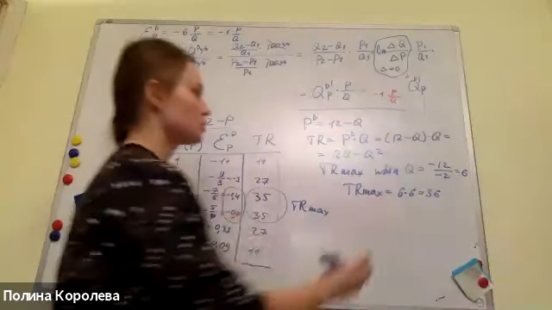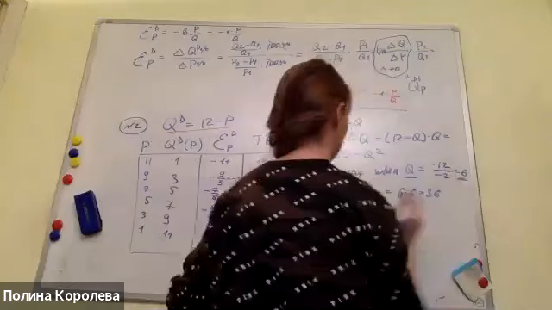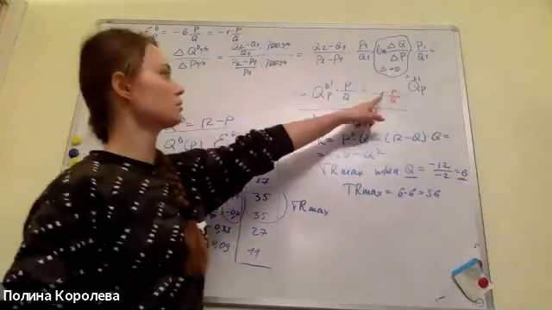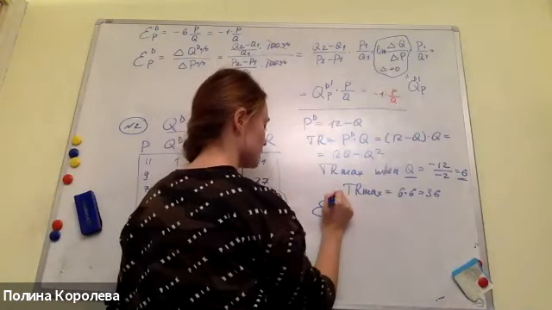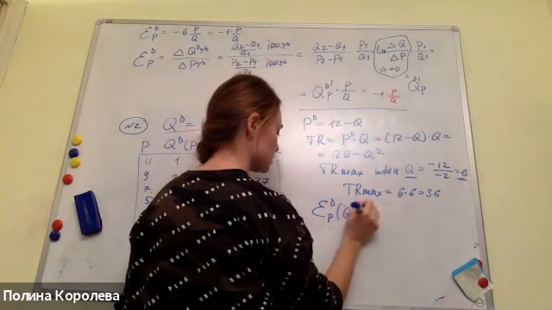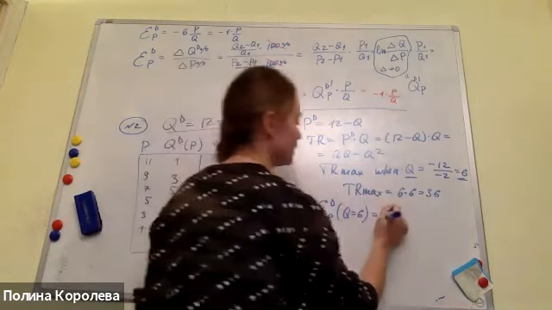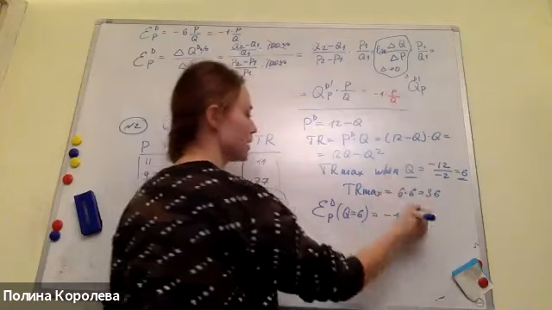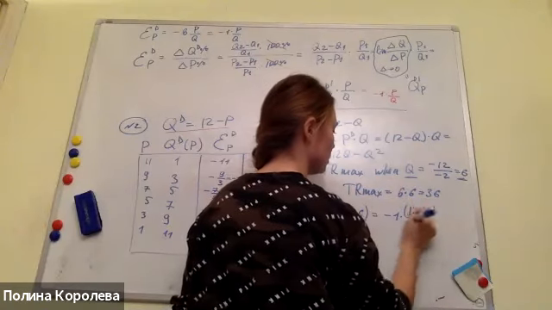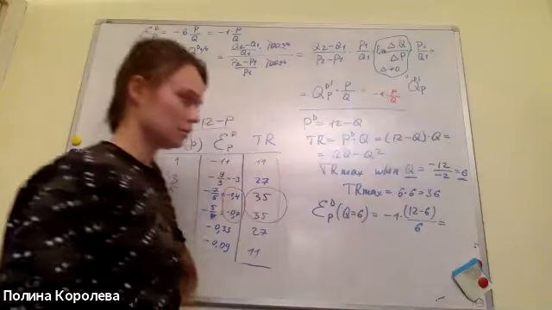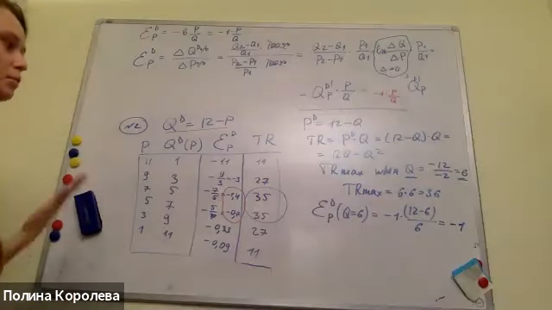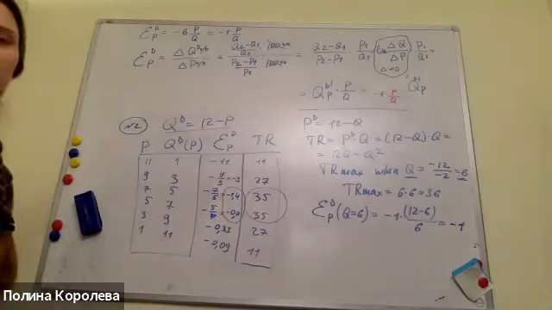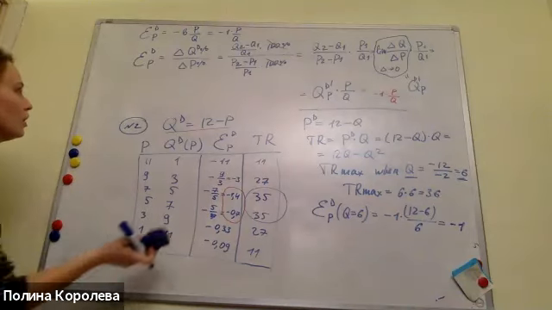Let's check what the elasticity is when quantity is equal to 6. Put this quantity into our elasticity formula. Elasticity when quantity is equal to 6 is minus 1 multiplied by the price, and the price is 12 minus 6, over 6. You see that it is minus 1. So total revenue will be maximal when elasticity is minus 1 for a linear function. We can show it all on the graph.